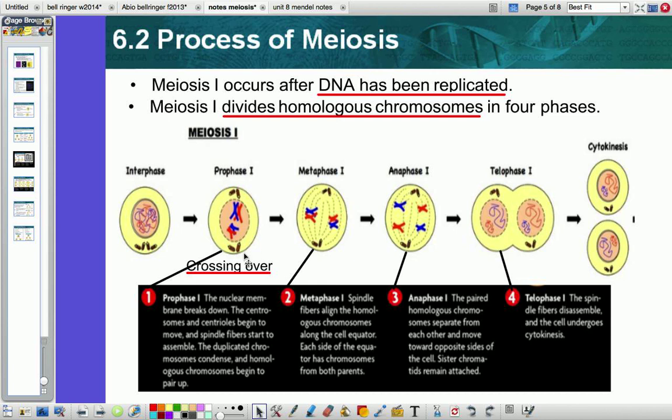Another thing that I want you to add, possibly to your flashcards so that you remember this, and we're going to talk about what crossing over is later in our hereditary unit: crossing over is where the chromosomes exchange genetic material so that you have a better blending of the material from your mom and your dad. That happens during prophase 1.